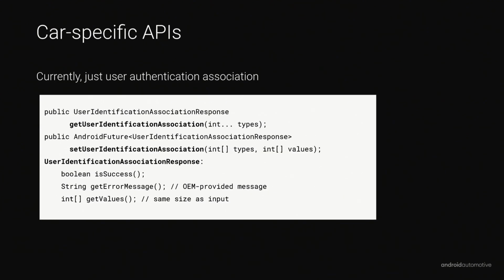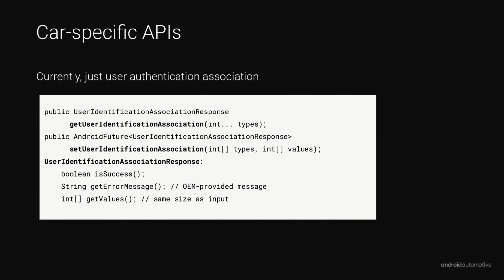Finally, we have what I call these car-specific APIs, which for now is just the user identification association. So you have a way to get and set the user identification association. Back to our canonical example of key fob: if you want to check if the current user is associated with the key fob that opened the car, you can pass get user identification association, and then you pass an array, because you could be checking for multiple types. But in this case, you're just going to pass one value, which is going to be key fob.